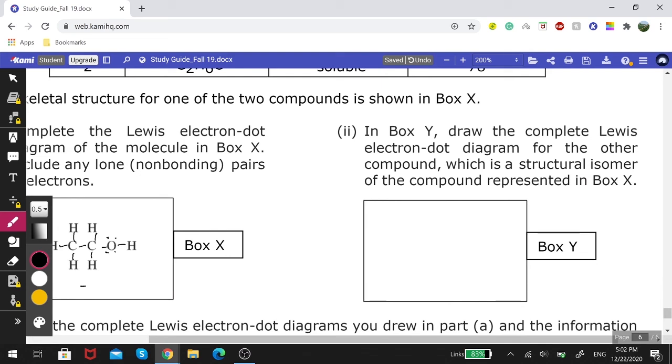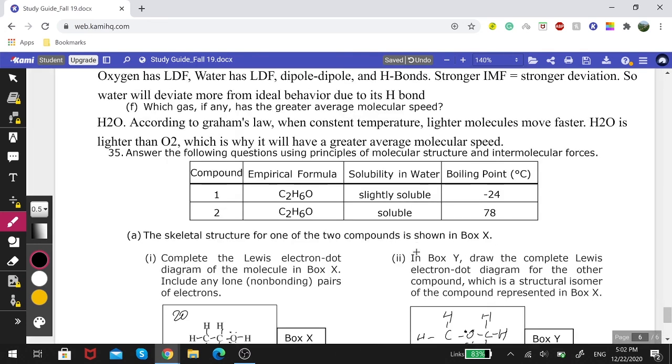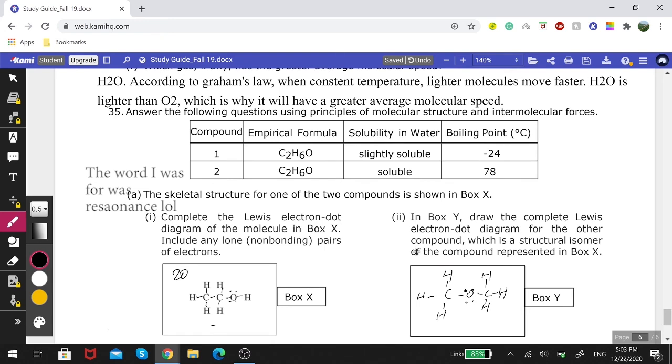And this time, we can have C in the center. We can draw something like this. H, H, H, H, H, H. And this way, we're going to have an O in the middle as well. There we go. So both of these are the exact same elements, but they look different. Based on the Lewis dot structures you drew in part A and the data above, justify whether compound 1 or 2 is represented by box X. They both have the same formula, but their boiling points are different.